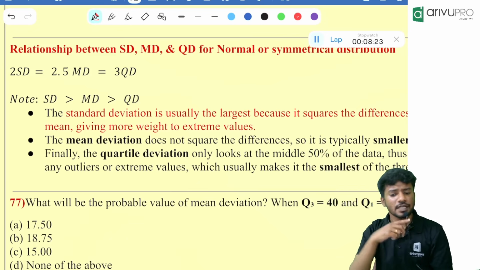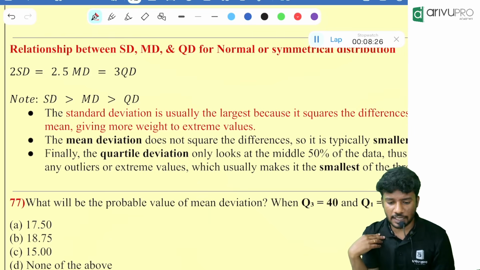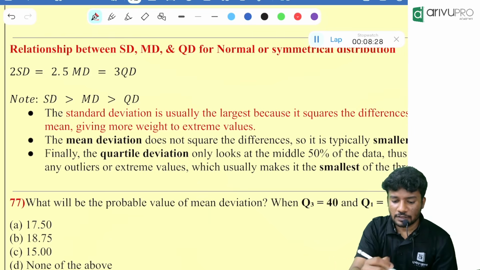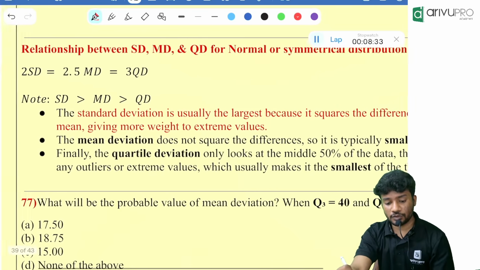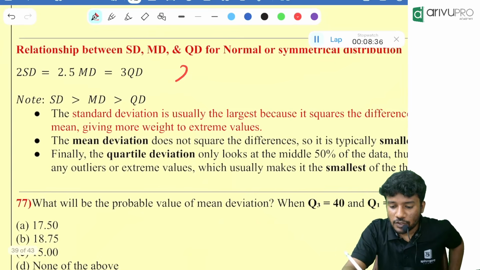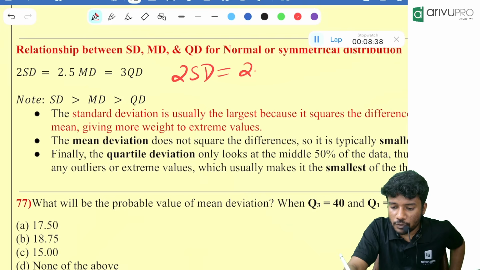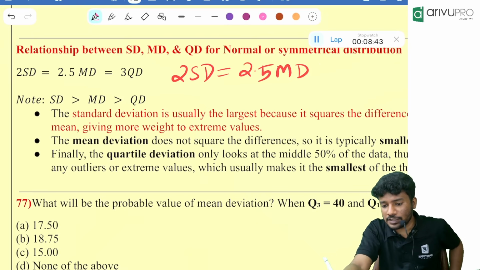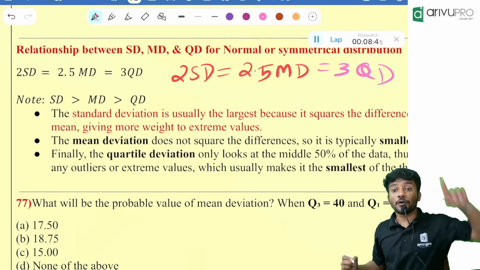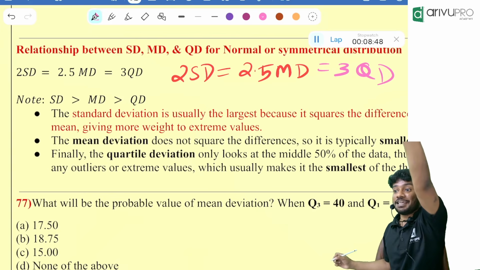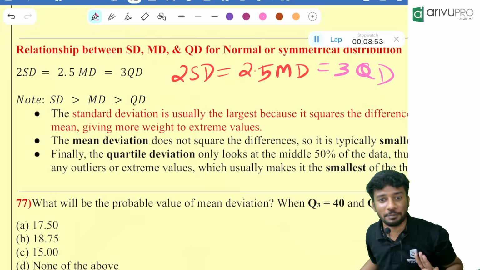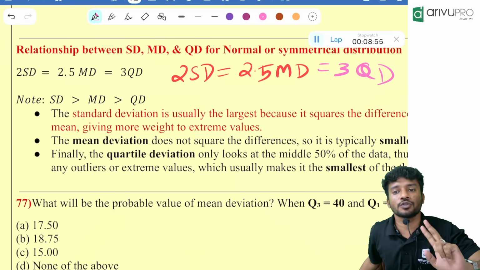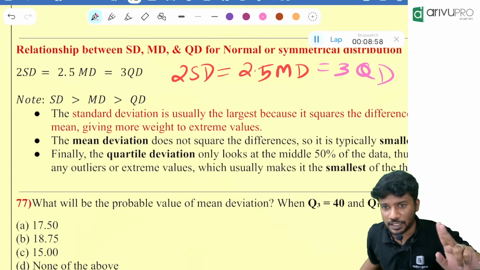Similarly, we are going to connect standard deviation, mean deviation and quartile deviation. Remember it, people. This is used in another chapter also, chapter number 16. So the formula is 2SD is equal to 2.5 MD is equal to 3 QD. Just like 3 mimis there, you should remember 3 QDs are there.